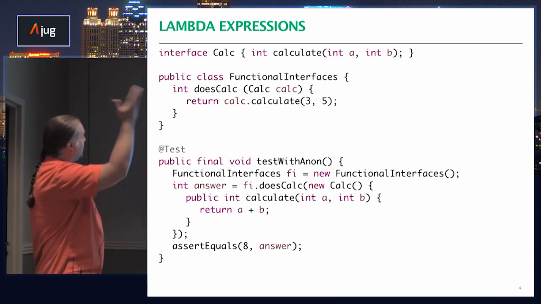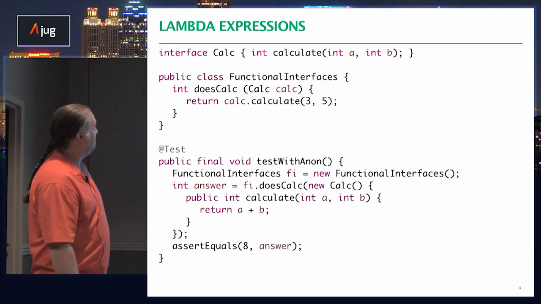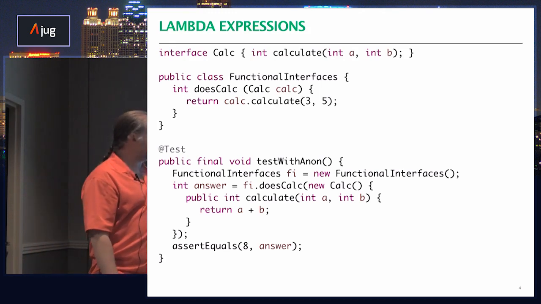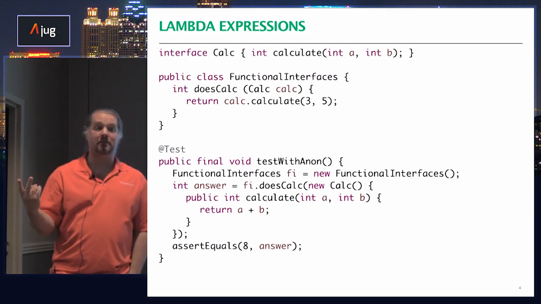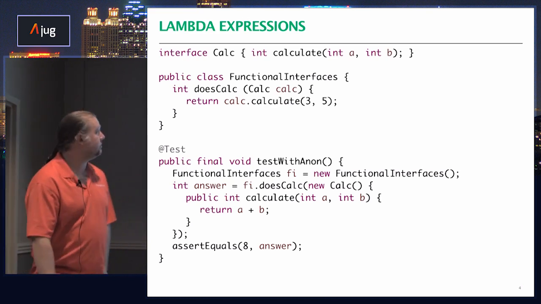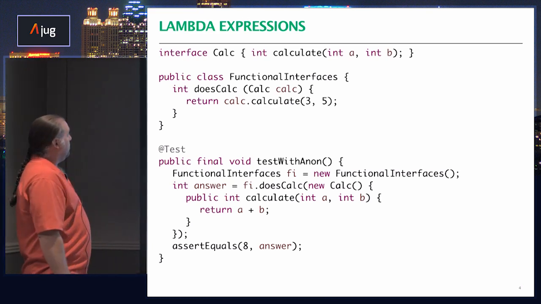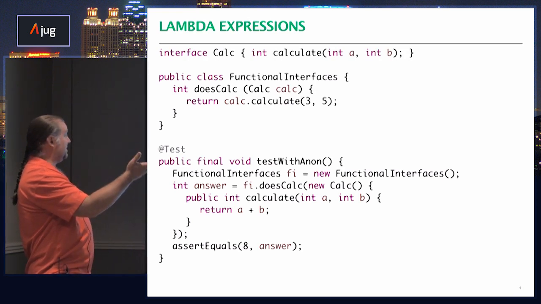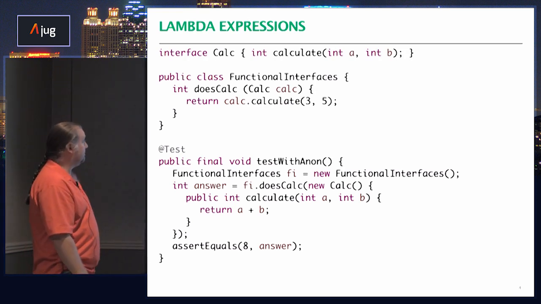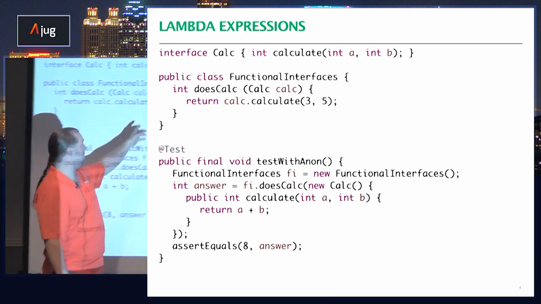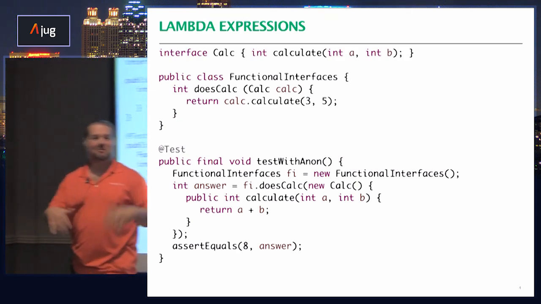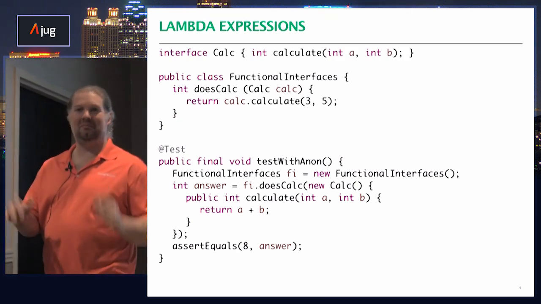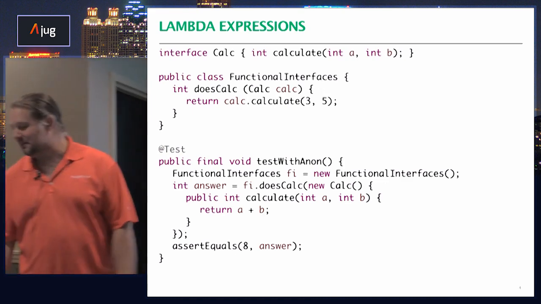For instance, I created this interface called Calc. It declares a single method, calculate, that takes 2 integers. Nothing to it. In the doesCalc method, I take an instance of Calc. And I've stuck in here some actual values because I didn't really want to write silly code to make arbitrary numbers pop up.